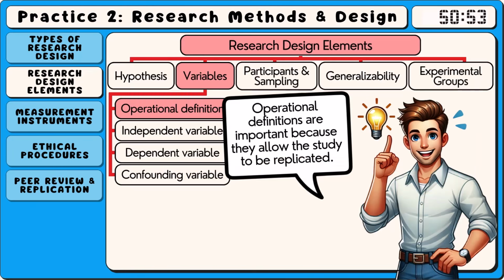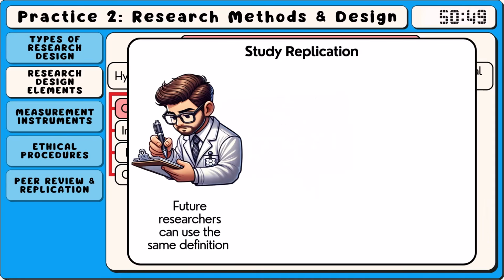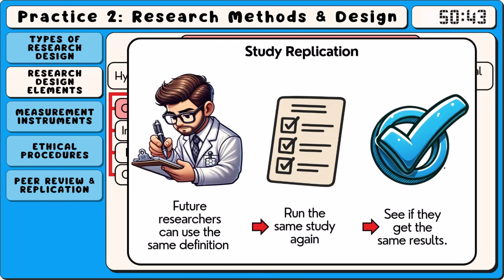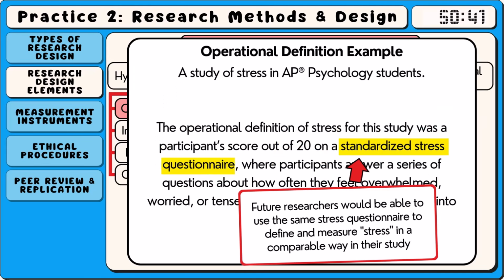Operational definitions are important because they allow the study to be replicated. In other words, future researchers will be able to use the same definition and run the same study again to see if they get the same results. For example, for the stress study, future researchers would be able to use the same stress questionnaire to define and measure stress in a comparable way in their study.